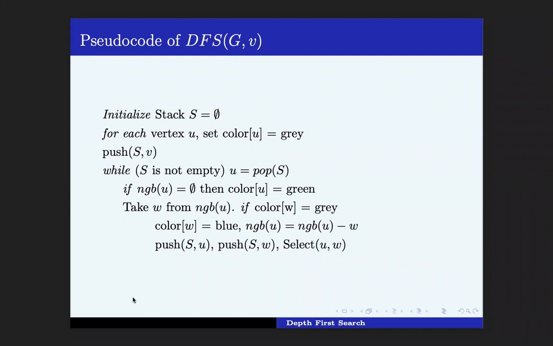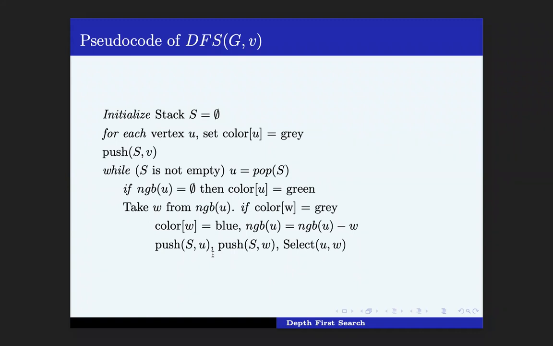There's one more step that is not written up, which is what happens if it is not gray. I forgot to write that, so you can complete this pseudocode. After you take the W from the neighborhood, what happens if the color is not gray? That means it has been visited already. So in that case, of course, we will not be selecting anything, but we will just be doing a push. I will put U back on the top.